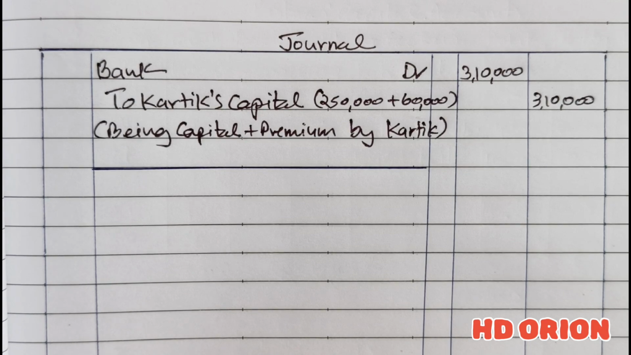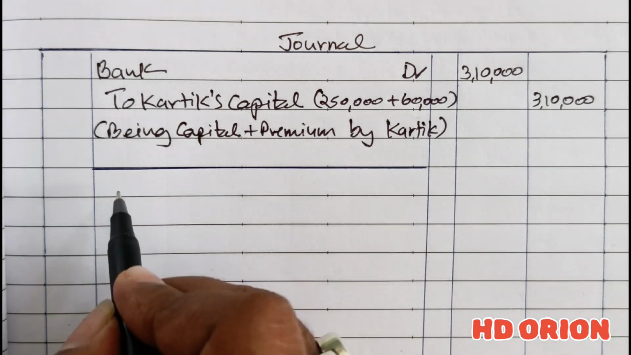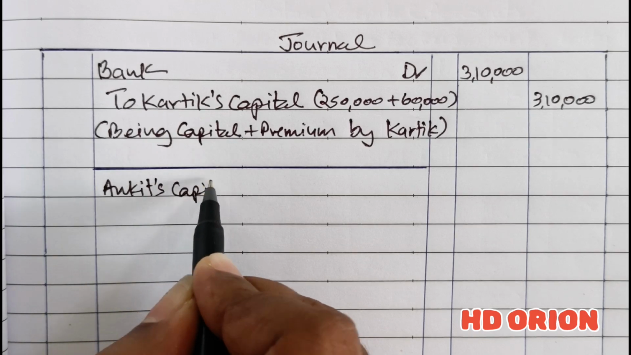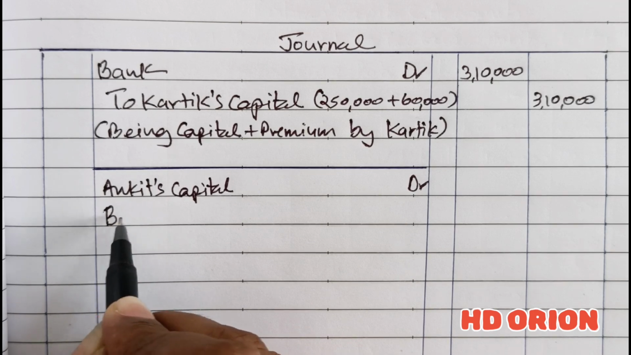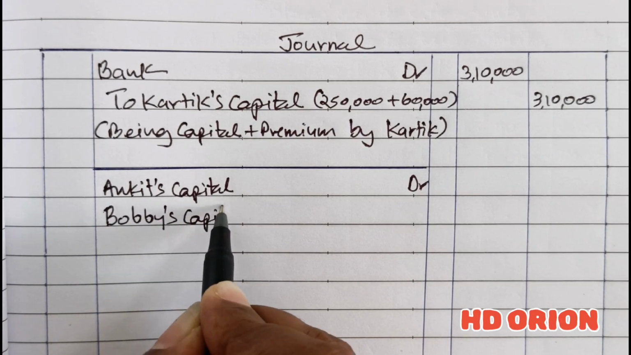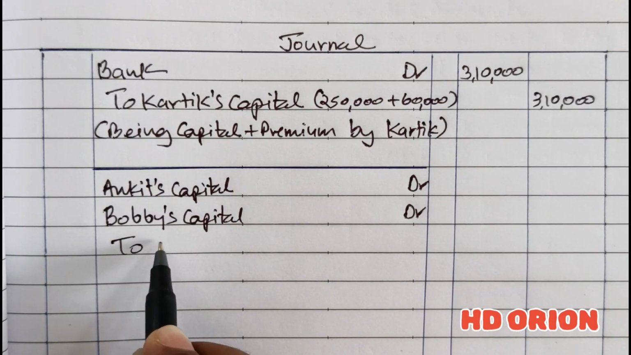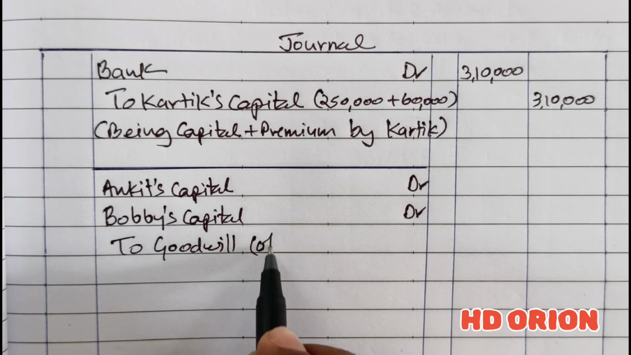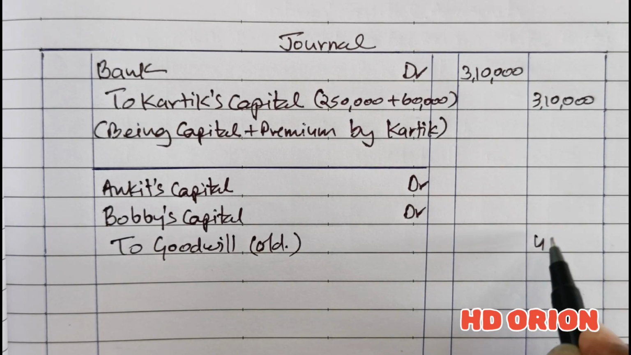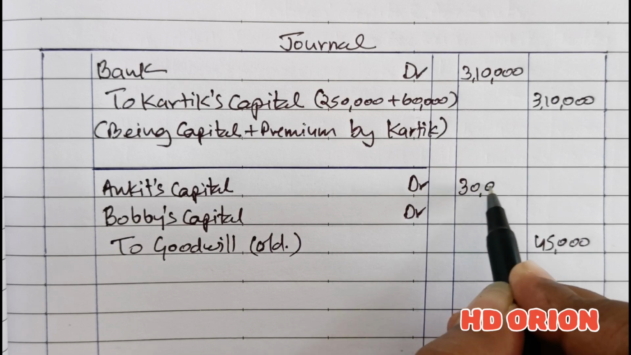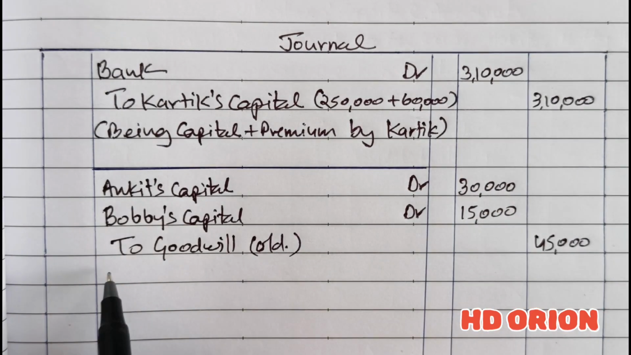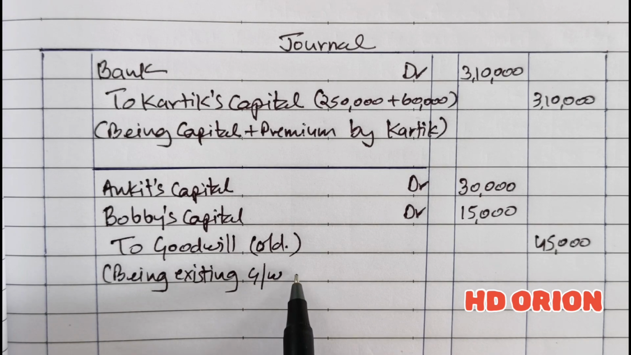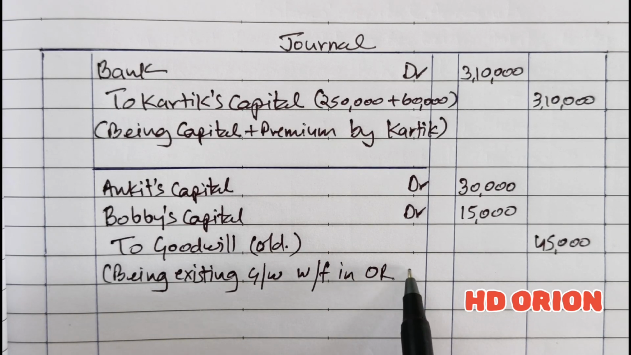And now let us write off the old existing goodwill which is there in the books. So old partner Ankit's capital account is debited. Bobby's capital account is also debited for the old existing goodwill, that is the goodwill account, because it is there in the books. It means an asset was showing a debit balance. So this old goodwill is now written off. It is of ₹45,000 and it will be written off in the old ratio, which is 2:1. So 30,000 and 15,000, being existing goodwill written off in old ratio.